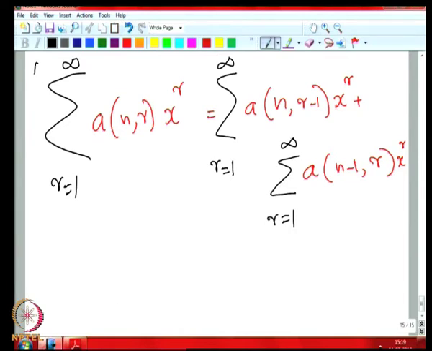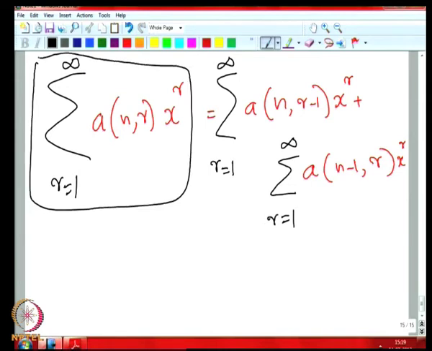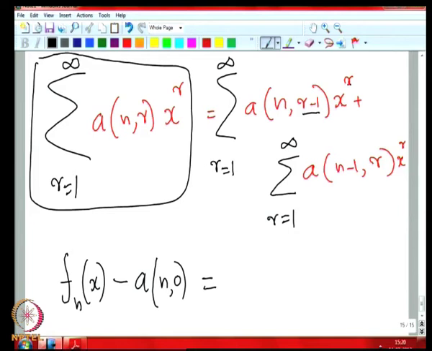If the sum was from r equal to 0 to infinity, that would be just fn of x, but then we are taking from r equal to 1 to infinity. So, we get fn of x minus the first term a n 0. This is equal to, here also the same thing, just that we have to do some adjustment here. This is r minus 1, but it is x raised to r. So, what we can do is, we can change this to r minus 1 and take an x out here.